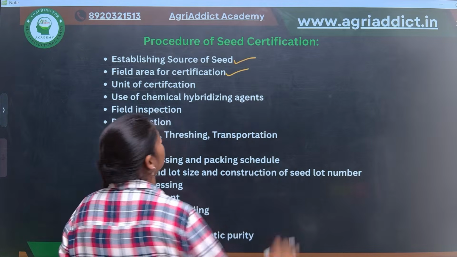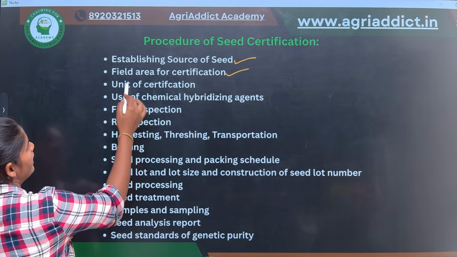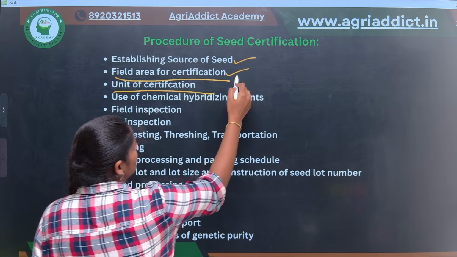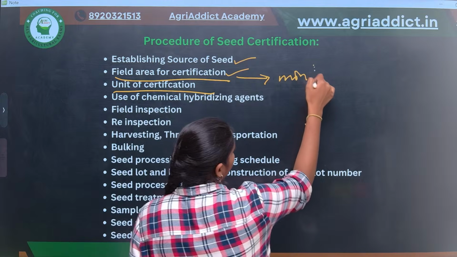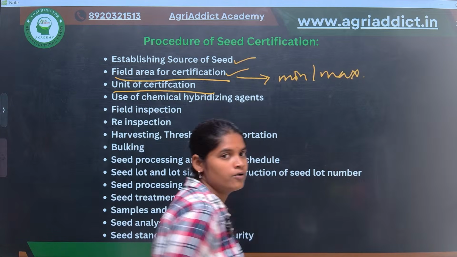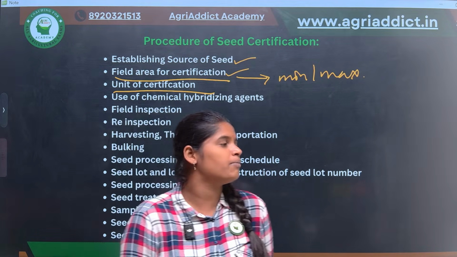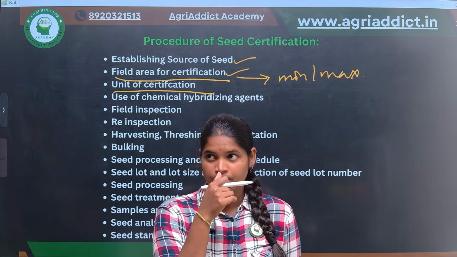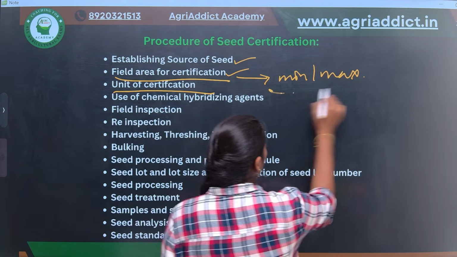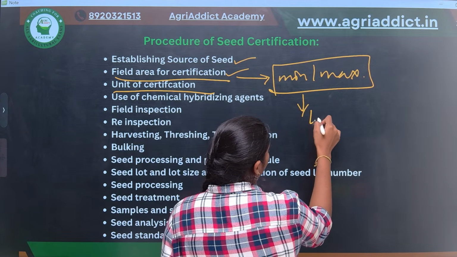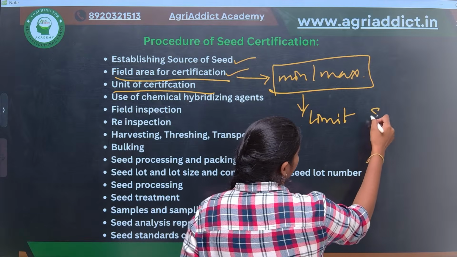So we have checked for the source of seed. We went for field area for certification. Is there any minimum or maximum limit for field area? For certification, is there any minimum or maximum limit? No, right? There is no minimum or maximum limit area for seed certification.